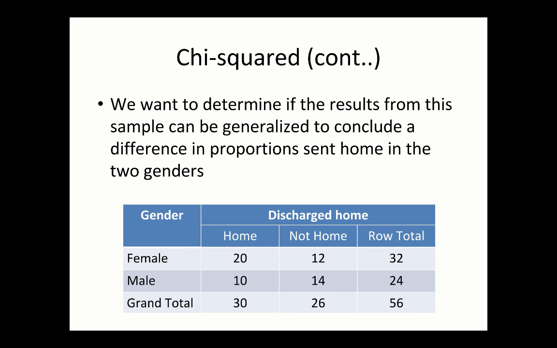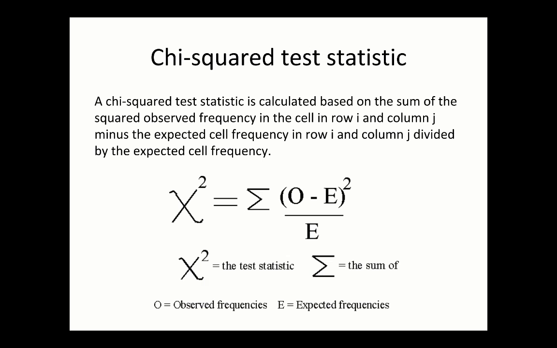Remember those counts we saw earlier? We'll use this data when using a chi-square test. Pay particularly close attention to the row totals and grand totals. A chi-square test statistic is calculated based on the sum of squared observed frequencies in the cell row I in column J minus the expected cell frequency in row I in column J, divided by the expected cell frequency. Let's do this by hand so you get the idea. It's not as complicated as it looks.